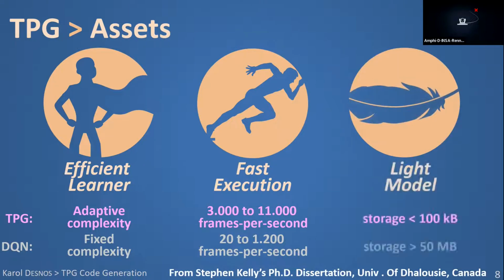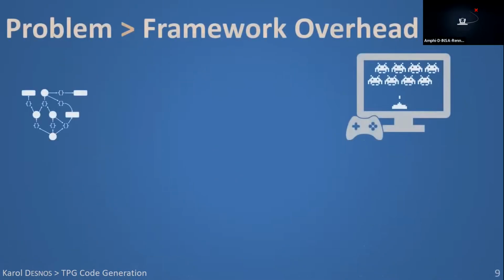Finally, the TPG model is very, very lightweight. In order to store all the parameters of a trained TPG graph, we need roughly less than 100 kilobytes, compared to usually more than 50 megabytes for equivalent performance for a deep learning model. So TPG is very interesting because this is very low complexity. The complexity is adapted to the environment, and the model is very lightweight. So these are the introduction.